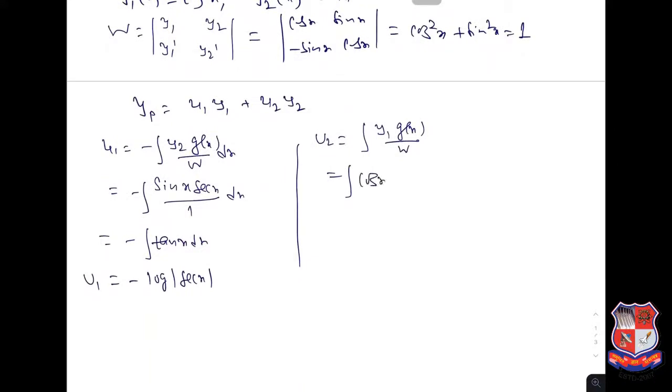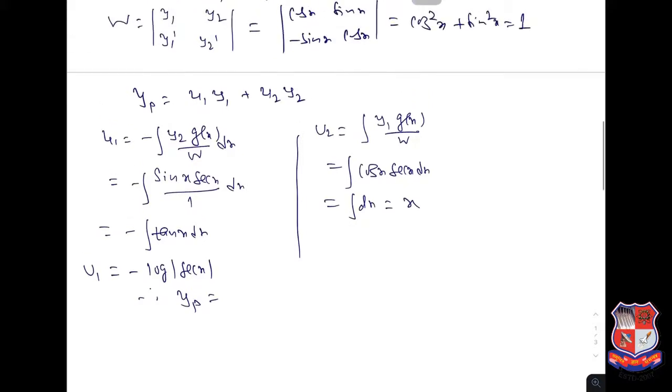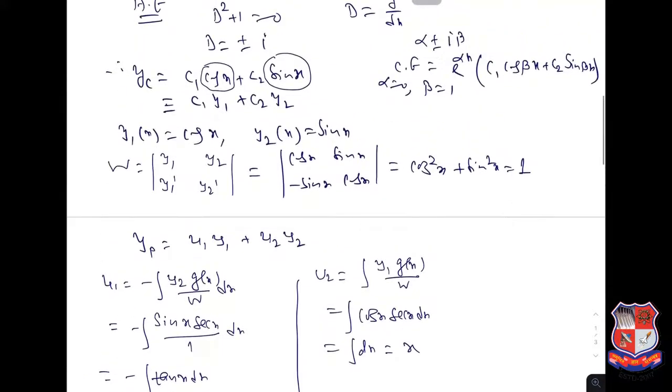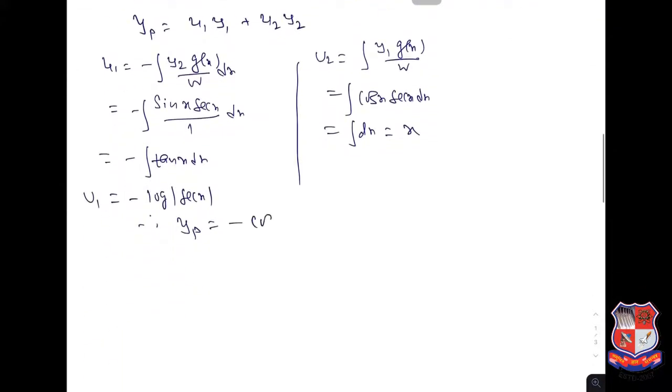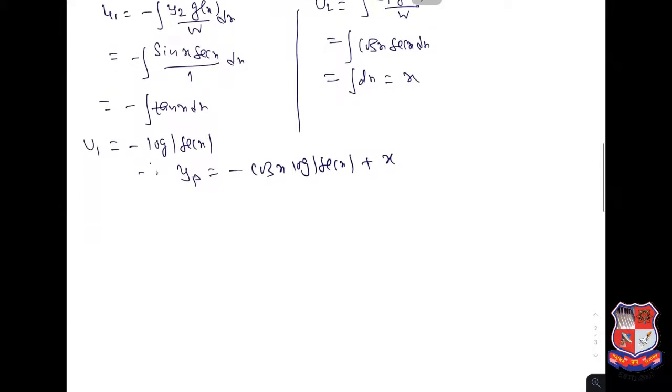So this is cos x sec x dx, and so this is dx, and so that is nothing but x. Therefore yp, that means particular integral, is y1 u1. So u1 is minus, and what is y1? y1 is cos x, so minus cos x log of sec x plus y2 u2. u2 is x, and what is y2? y2 is sin x.